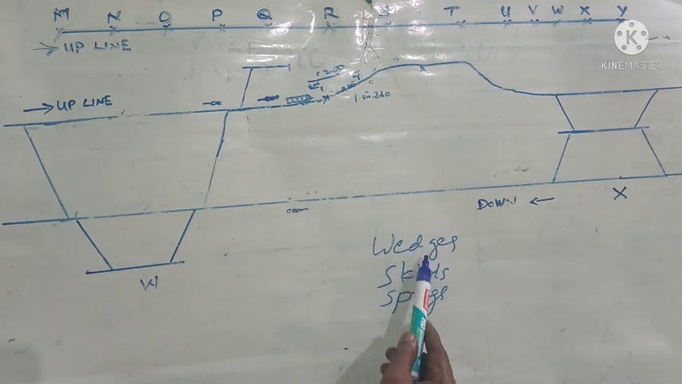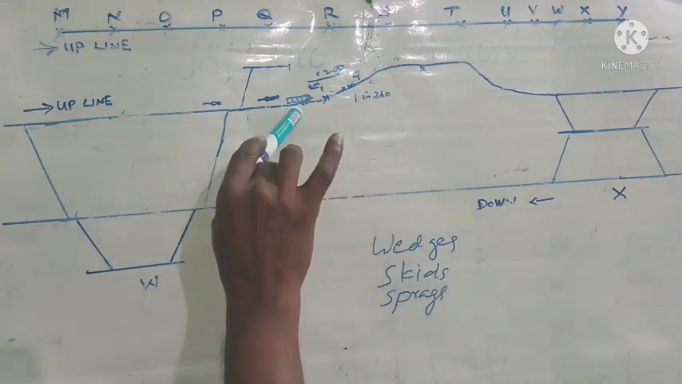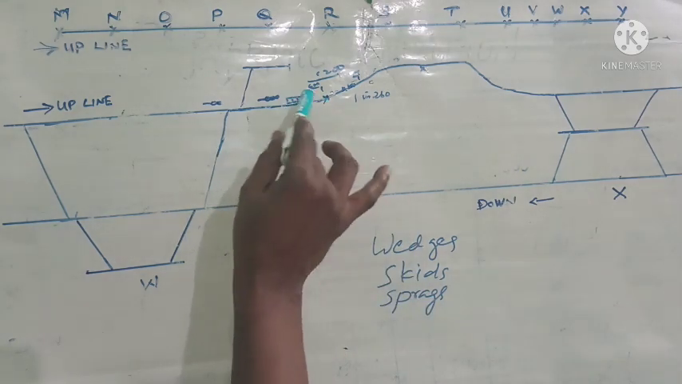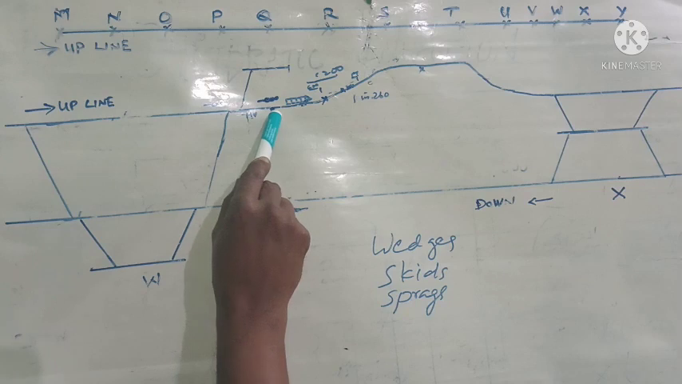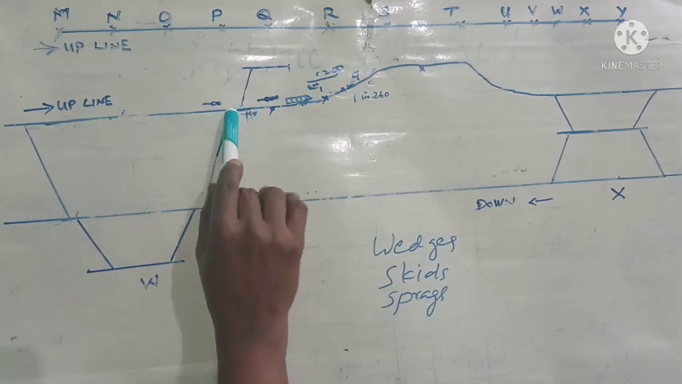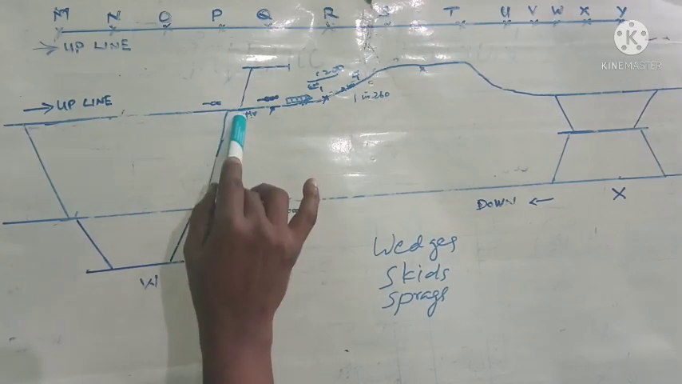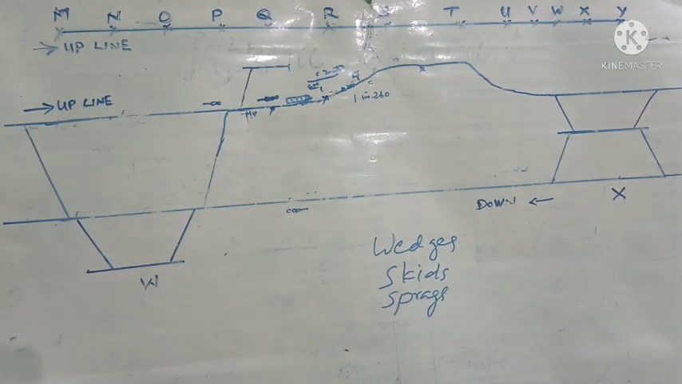The guard van will normally have wedges or skids or sprags. Any of these will be available in the guard van. He will put these wedges or skids or sprags, whatever is available, at the rearmost wheels of the last two coaches. He will place one detonator at 600 meters and three detonators at 1200 meters from this guard van, 10 meters apart. Thereafter, he will stand here 45 meters away from this detonator, showing a red hand signal as done by the ALP. Now they will be waiting for the engine to come.